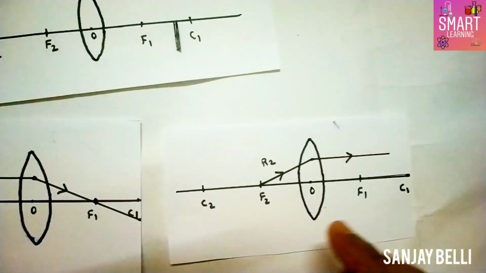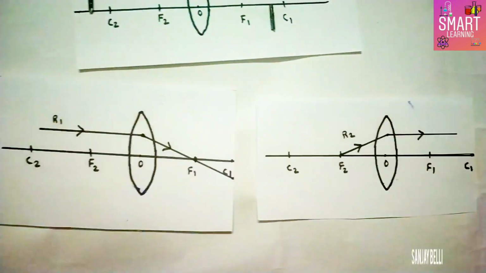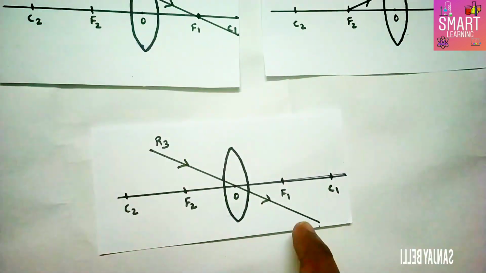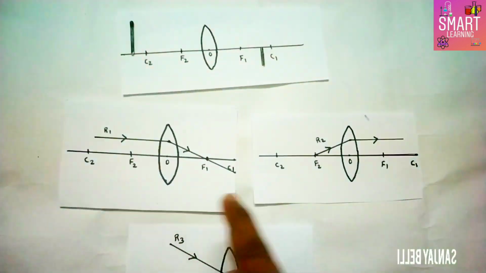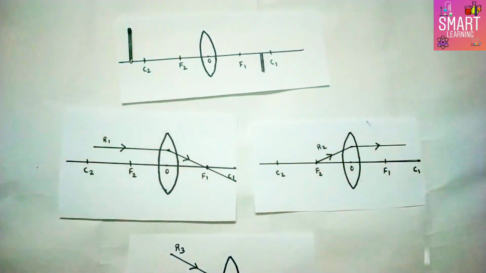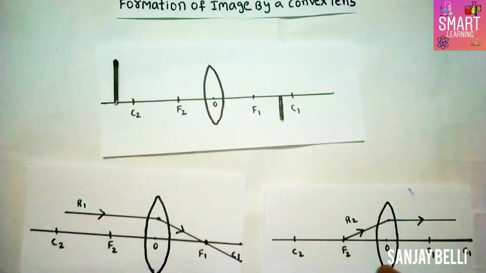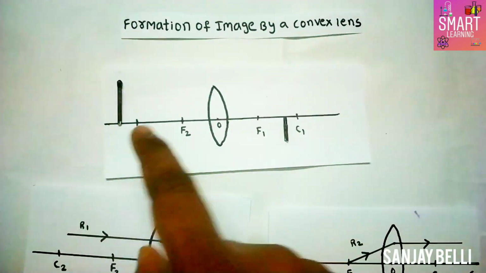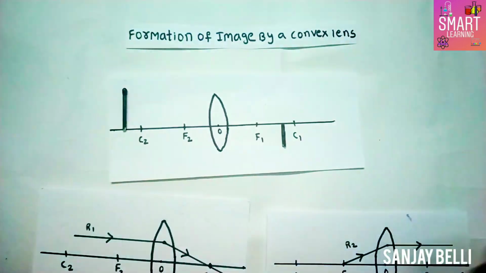And you have your second rule: passes through focal point, emerges parallel to principal axis. And you have your third rule: passes through optic center, the ray will not get deviated. So these are the three main rules. By using these rules, we can complete the ray diagram. But we can use any two among these three rules to complete your ray diagram. Okay. Now let me see first, when we place an object beyond C2, how we will obtain an image at F1 and C1.